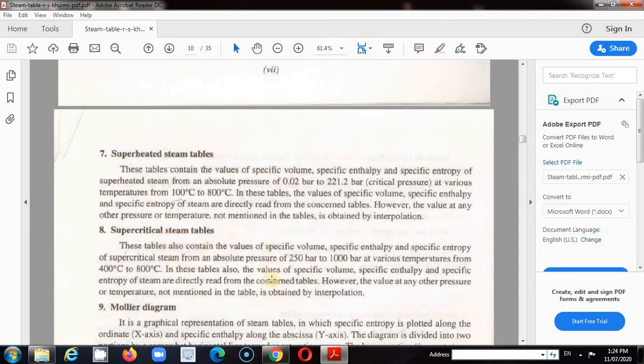In this table also, the values of specific volume, specific enthalpy and specific entropy of steam are directly read from the concerned table. However, the value at any other pressure or temperature which is not mentioned in the steam table is obtained by the interpolation method or with the help of trial and error methods.